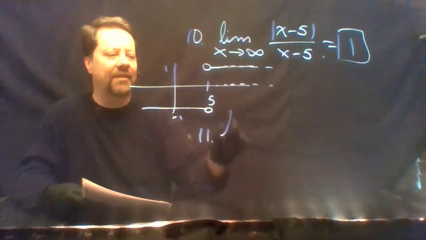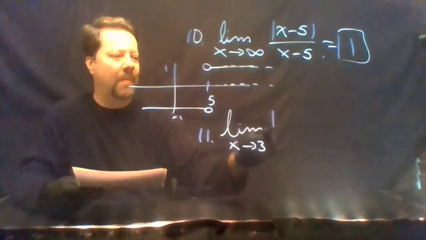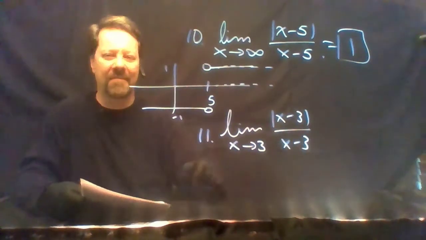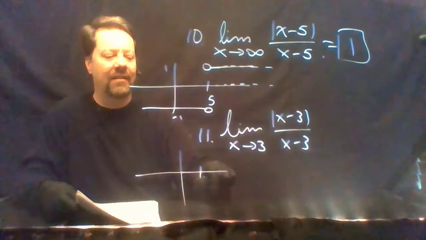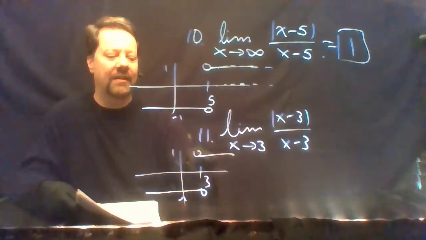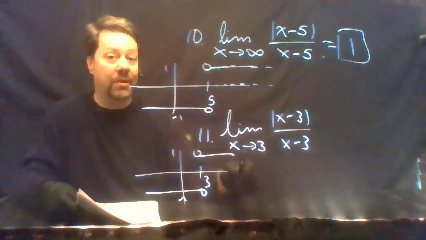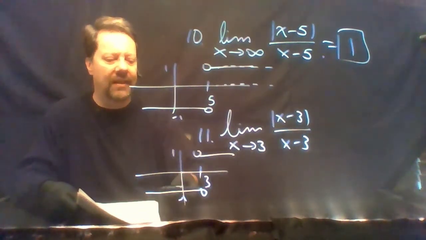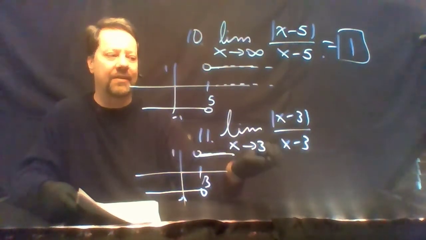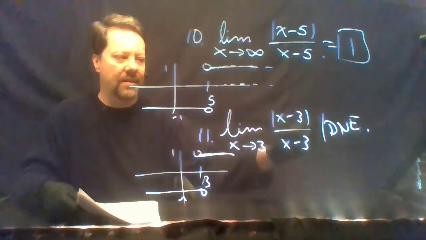Problem number 11 has the limit as x goes to 3 of the absolute value of x minus 3 over x minus 3. This function also has a jump discontinuity, this time at 3, but we're taking the limit as x goes to 3, which means from both sides. On the left we have a limit of minus 1. On the right we have a limit of positive 1, which means this limit does not exist.